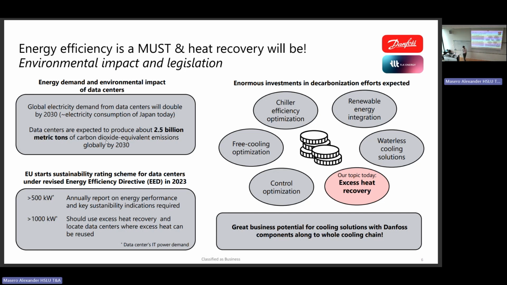Together, the growth and those regulations let us expect that there will be a lot of investments in the decarbonization of data centers in the next years. This can be done in different areas, and one we want to look at today is excess heat recovery. So to make it short, Danfoss thinks we can make a lot of money there.